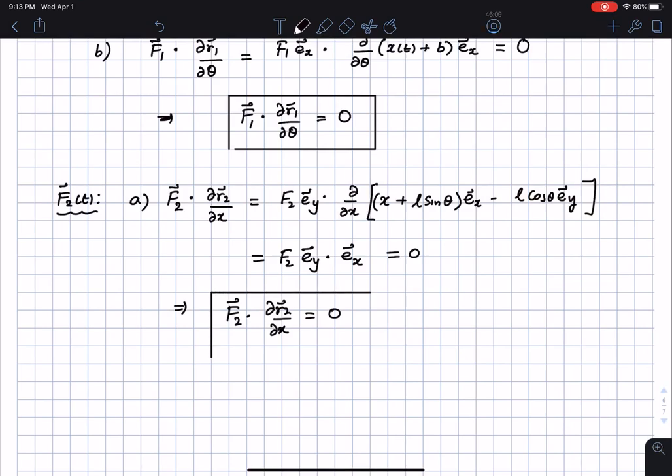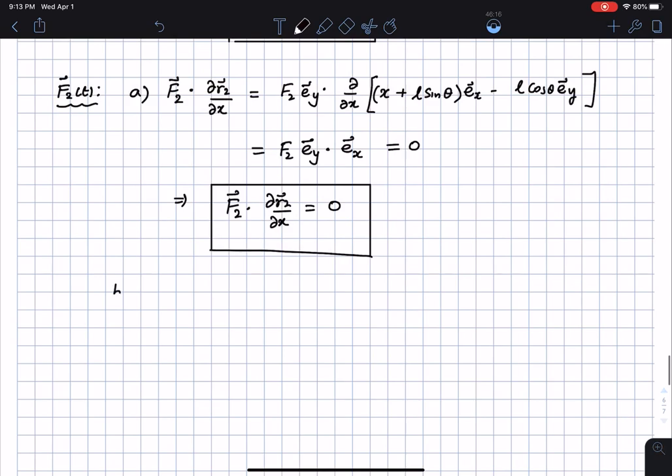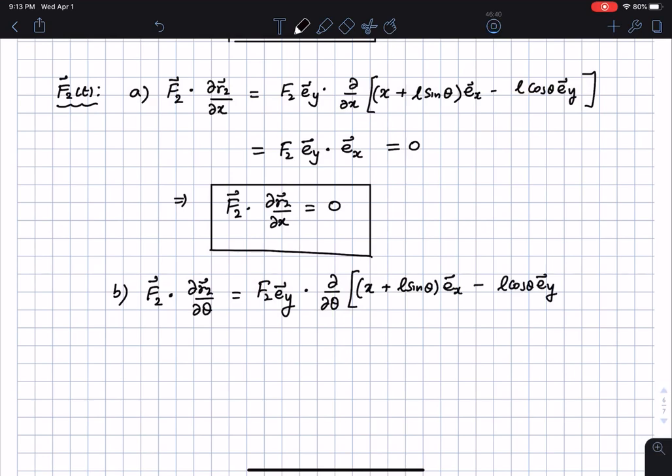All right, and I keep doing the same thing. F2 dotted with dr2 by d theta. Okay, now this is interesting. This will come out to be F2 ey dotted with d by d theta of x plus L sin theta ex minus L cos theta ey.